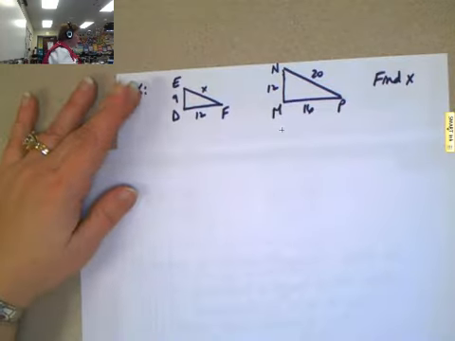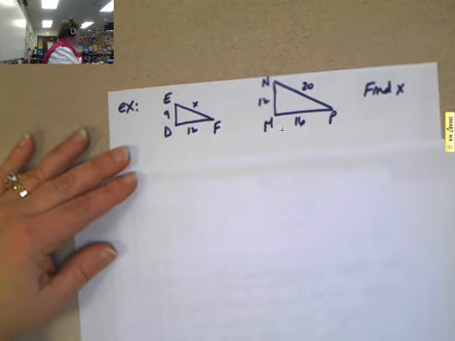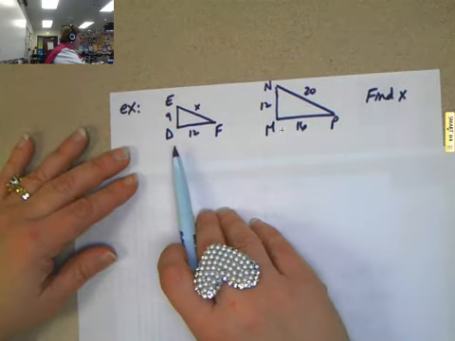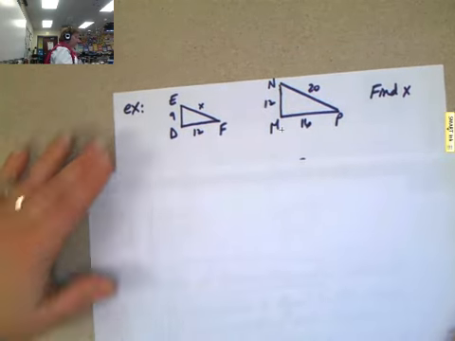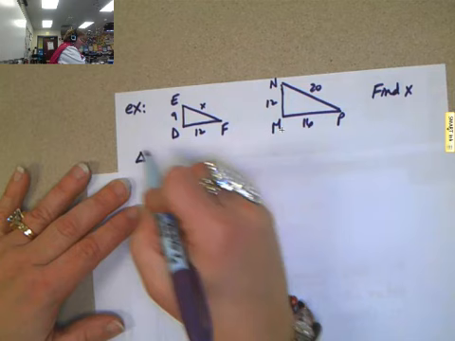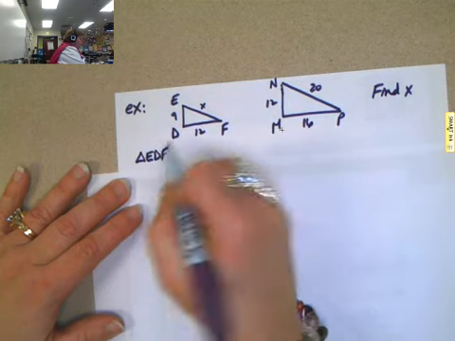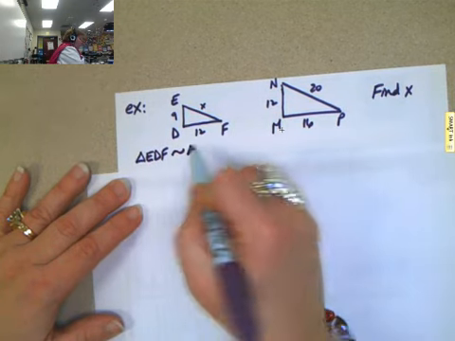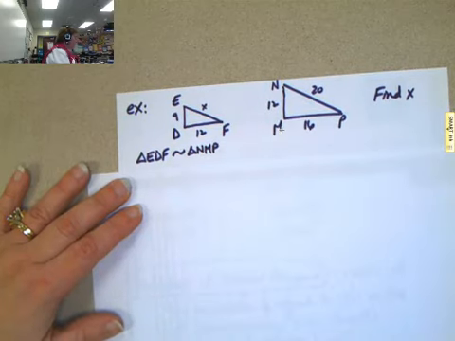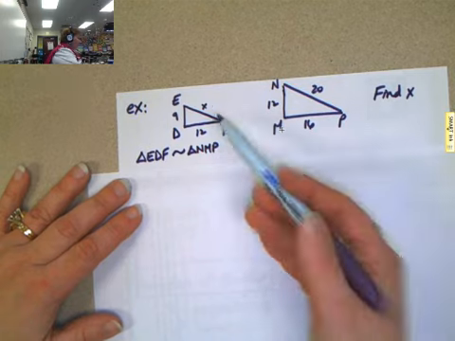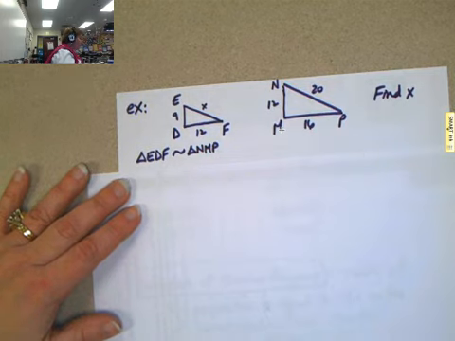Here's an example where they don't give you all the sides. So we have triangle EDF is similar to triangle, let's write that in since that should be there. Triangle EDF is similar to triangle NMP, being careful to name them correctly. And we want to find x. So they give you all of the side lengths with the exception of EF. Now, there's two different ways to go about doing this.